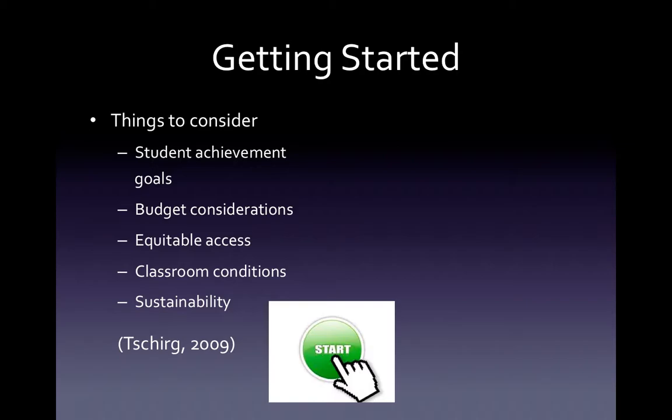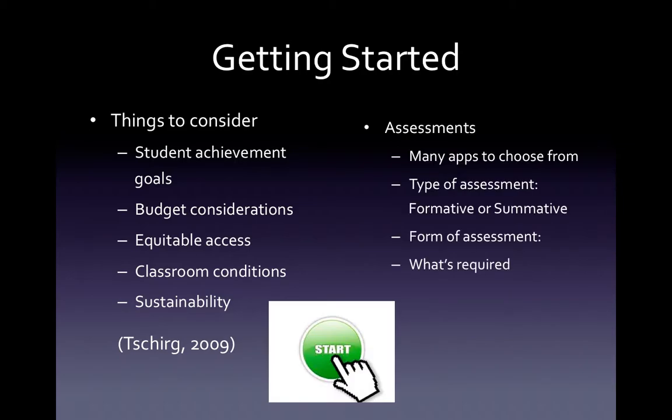First of all, you have to consider a few things. Consider student achievement goals, budget considerations, and equitable access. Do students have access to these things at home, let's say? Classroom conditions: the conditions of the classroom need to change if we want to implement different types of technology such as smart boards. And sustainability. Is there an ongoing cost? Is it a cost that this school can provide? Jumping back to budget considerations: is the technology a one-time purchase, or is it an ongoing purchase, or how much maintenance is involved? So there's a lot of things to consider before taking on new technology.